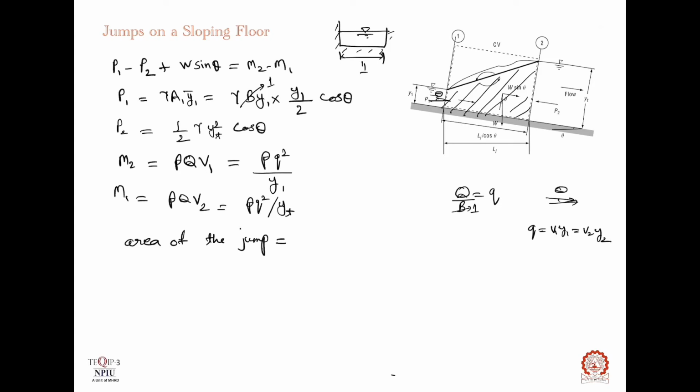The area of the jump is equal to half of y1 plus y2, into this dimension, that is nothing but Lj divided by cos theta, because this shape is a trapezoid. Okay, hence its area will be half of the summation of these depths multiplied by this dimension, Lj divided by cos theta.